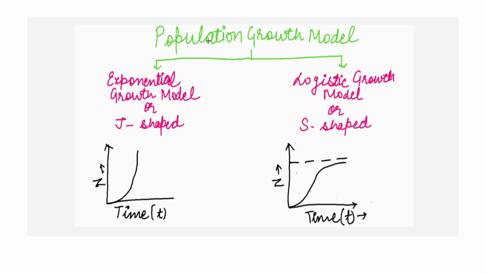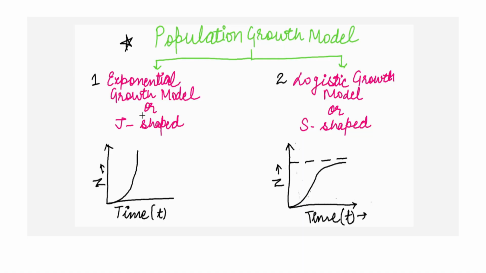Today's topic is Population Growth Model. Population Growth Model is a class 12 topic which falls in the unit Ecology, and it is the most important topic of ecology. We have two types of growth models. The first one is the exponential growth model and the second one is the logistic growth model.